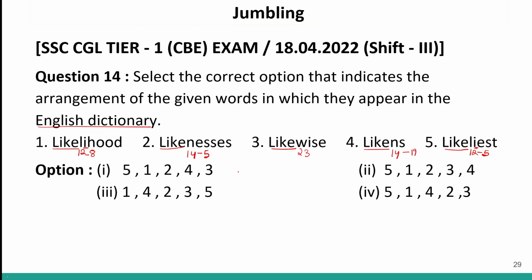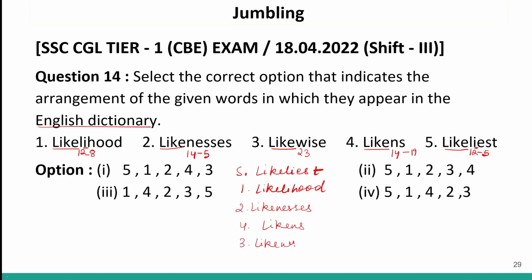So the correct logical sequence will be likeliest. Then we have likelihood. Then we'll have likeliness. Then we have likens. And then we have likewise. So the correct logical sequence is 5, 1, 2, 4, 3, and it is given in option number 1. So option number 1 will be your correct answer.